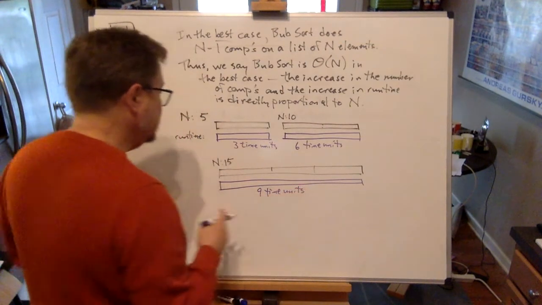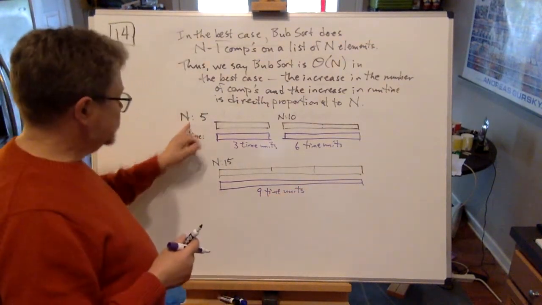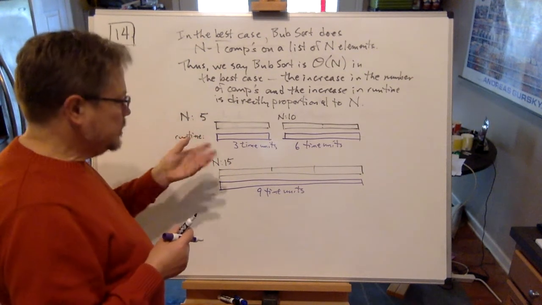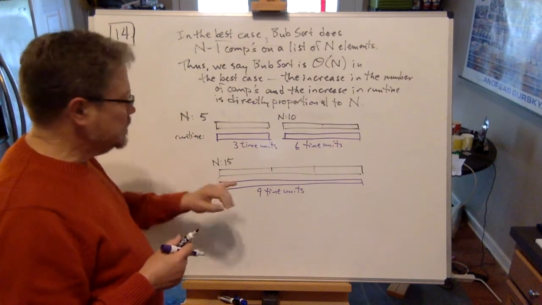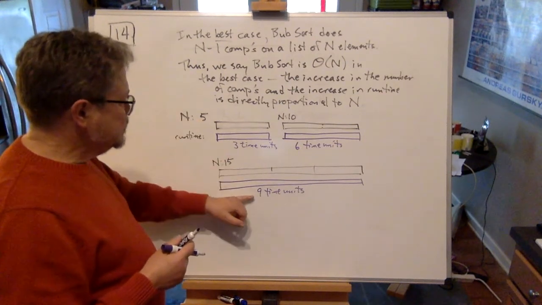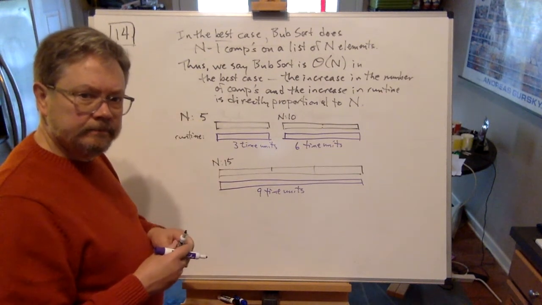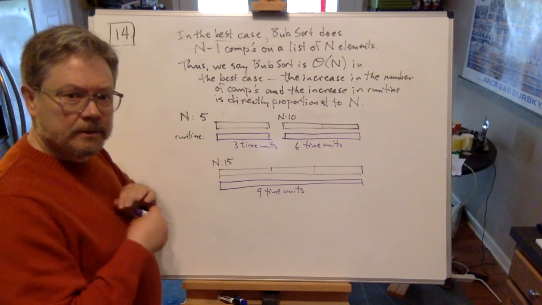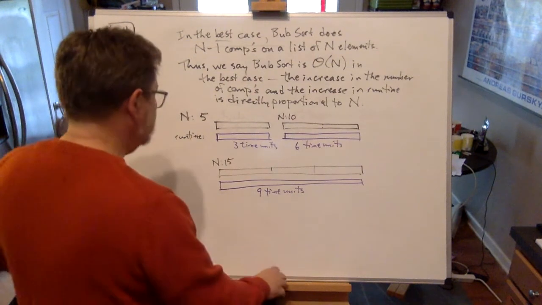How did I get that? Well, the increase from n equals 5 to n equals 15 was a factor of 3. So my prediction about runtime, the best runtime, is going to be 3 times the runtime. 3 times 3 is 9. See how that works? We could even make a table.